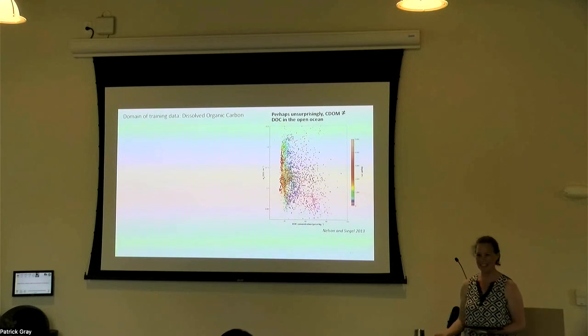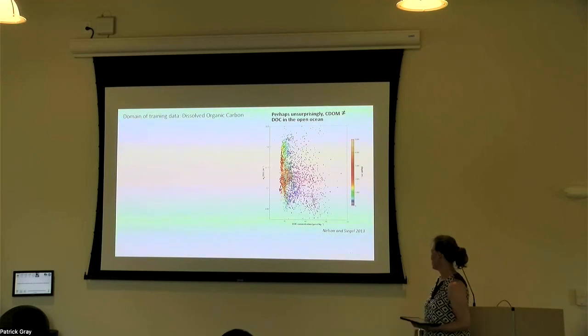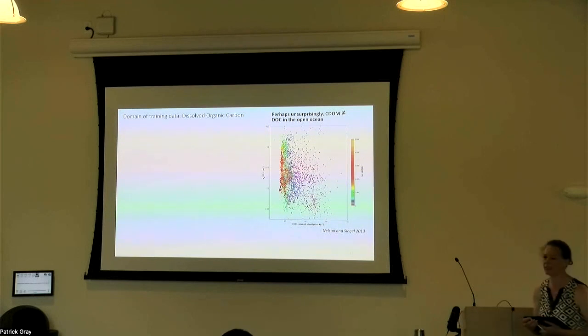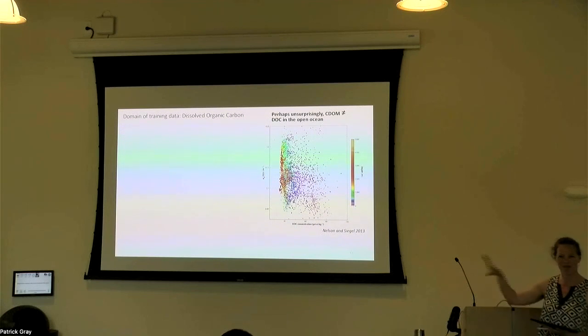Perhaps unsurprisingly, CDOM and DOC are not related to one another very much in the global offshore. This is a scatter plot from an older paper by Nelson and Dave Siegel. The vertical axis is UV absorption of CDOM, the horizontal axis is DOC concentration, and the color is depth. It looks like there is no obvious relationship here.